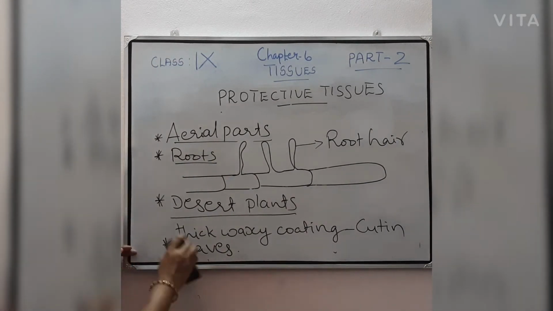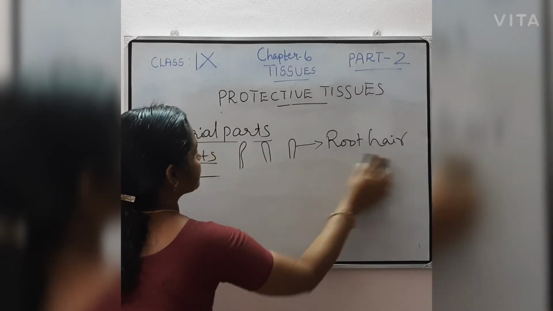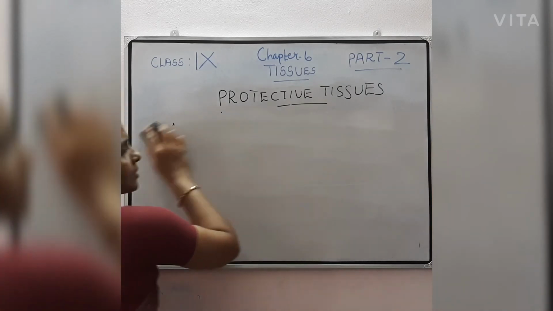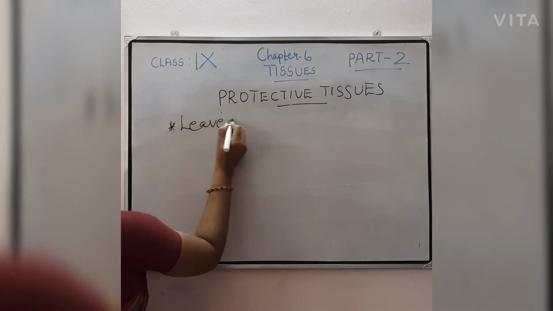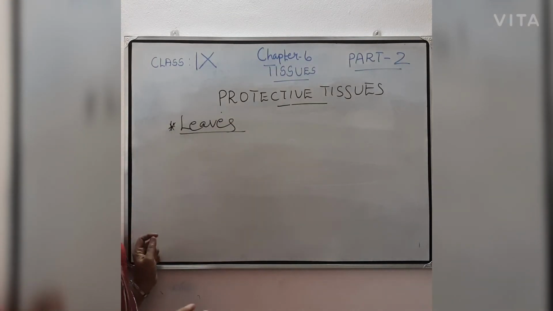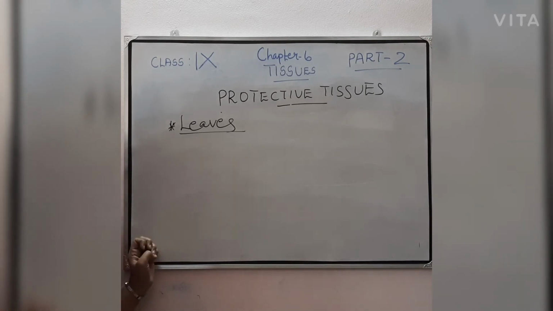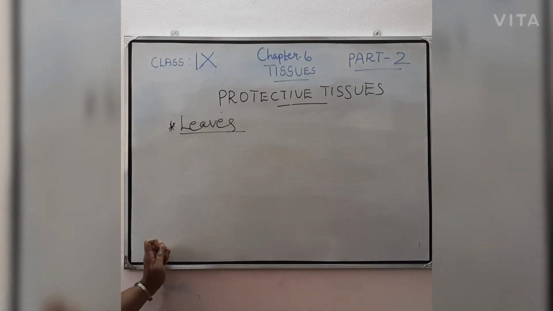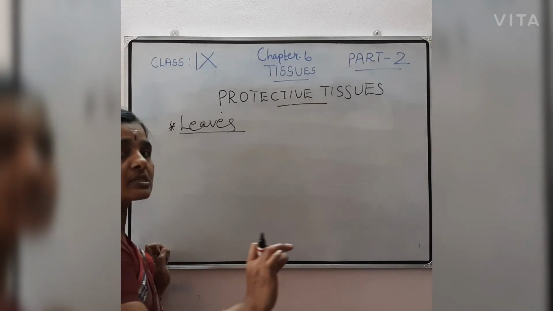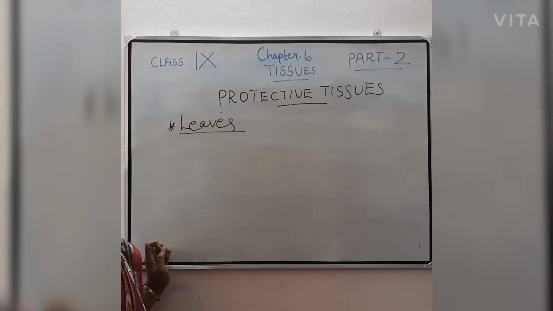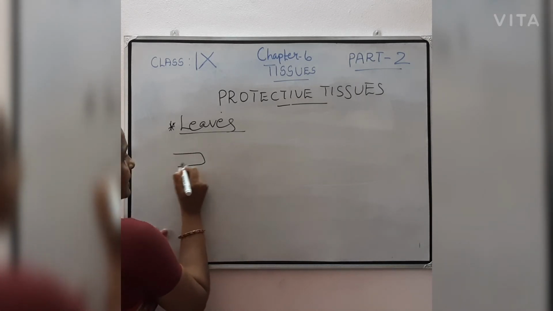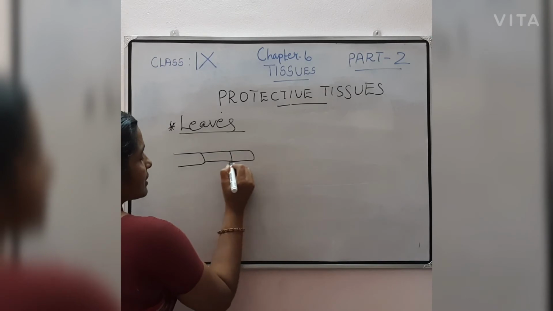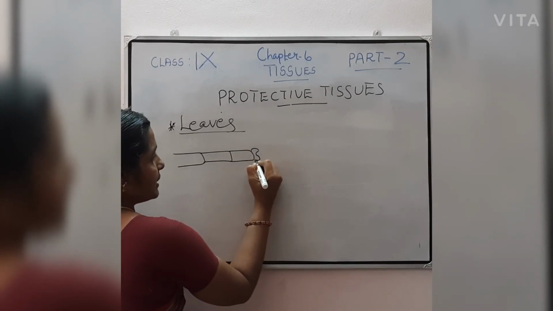The next is about the leaves. In leaves, this epidermis layer of cells is not a continuous layer. We first told that epidermal layers are single-celled continuous layers. There is no intercellular space because of the protective function. But in the case of leaves, it is not a continuous layer. In leaves, in some regions of the epidermal cells, we can see a bean-shaped cell.